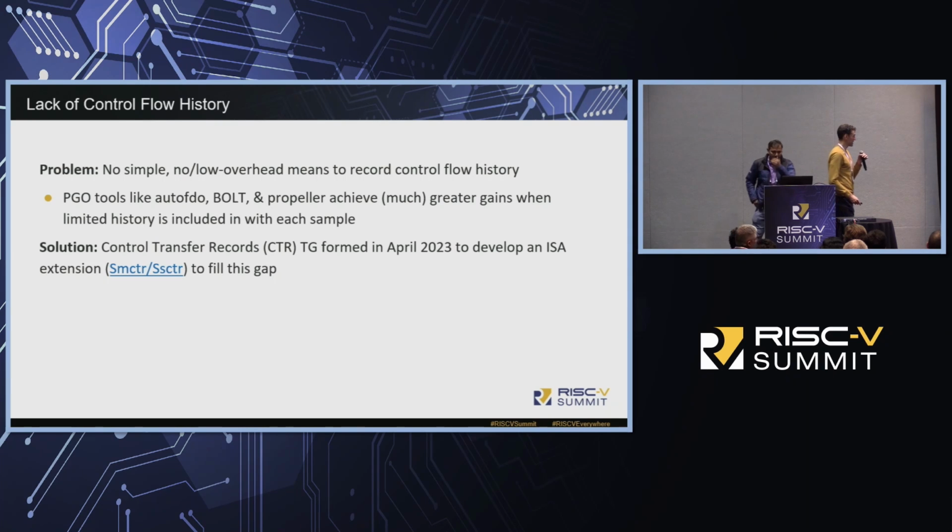Okay, so the final gap we're going to talk about here is the lack of control flow history. RISC-V didn't have a way to monitor recent control flow history in a low or no overhead manner. Other architectures have these capabilities: x86 has LBRs, ARM has BRBE. They are used heavily by profile-guided optimization tools like AutoFDO, Bolt, Propeller, et cetera, which have demonstrated much greater optimizations by collecting profiles enriched with this recent control transfer history.